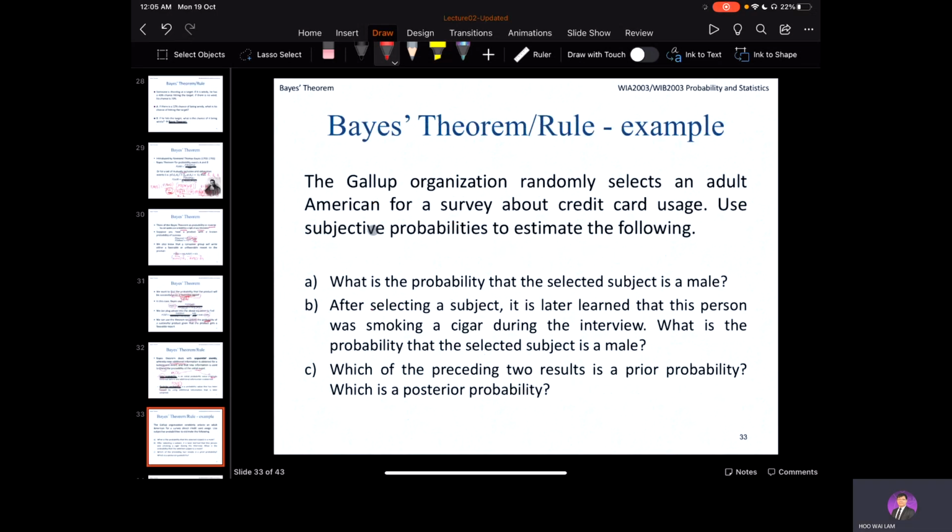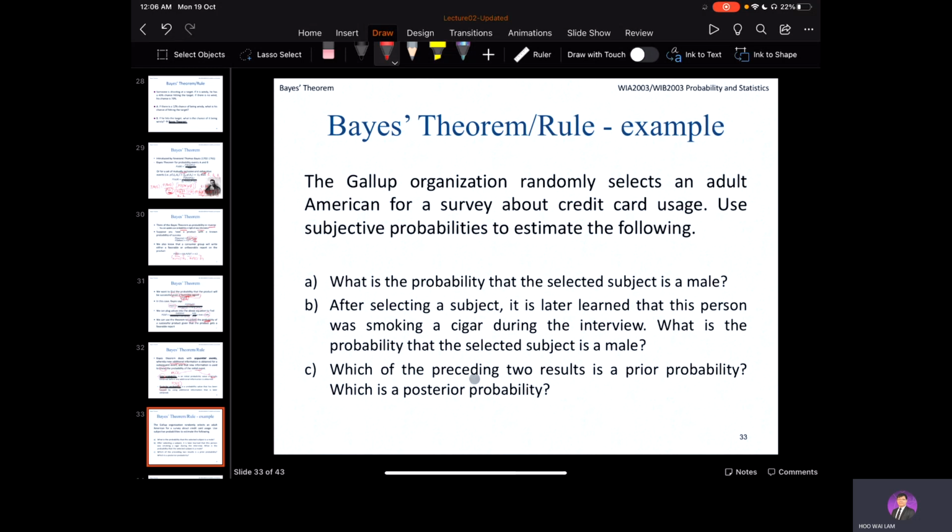So another example here, the Gallup survey about credit card usage. Use a subjective probability to estimate the following. What's the probability that a selected subject is a male? And after selecting a subject, it's later learned that this person was smoking a cigar during the interview. What is the probability that the selected subject is a male? Which one is the prior probability? Which one is the posterior probability?